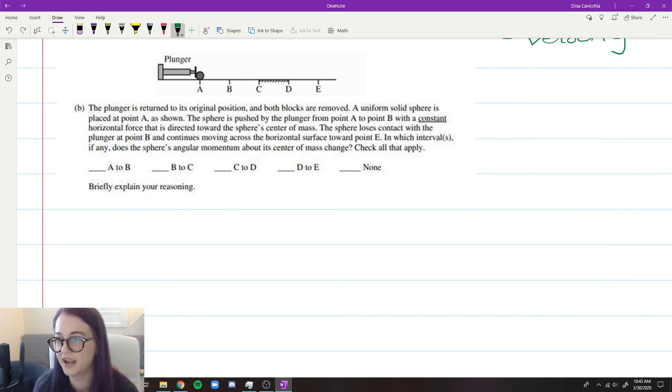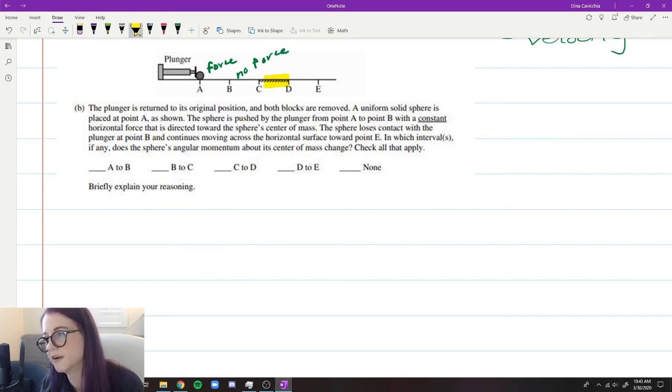So now we can change the plunger back to its original position and we take the blocks away. We replace the blocks with a sphere. The sphere is pushed by the plunger from point A to B with a constant force. So here there's a force. Then it loses contact, so then there's no force. Then there's friction here in the highlighted area. And then there's no force again over here. So kind of a similar scenario. There's just no second block.